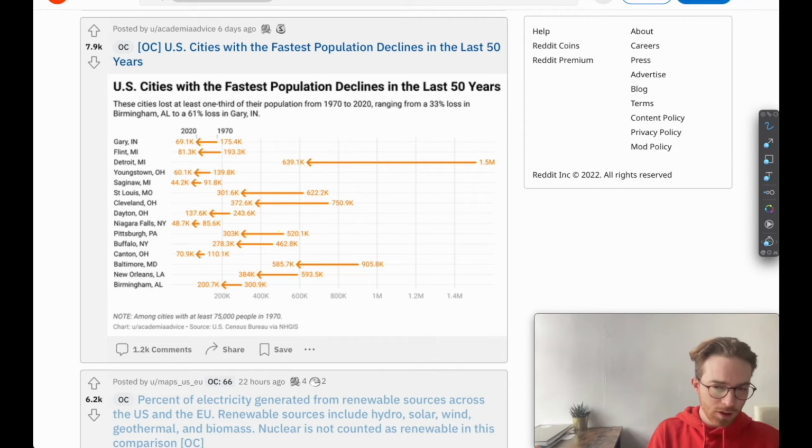Things I would improve here, we really need to be ordering these by the biggest difference. I don't actually really understand how these are ordered. They don't seem to be alphabetical. They don't seem to be by population in 2020 or population in 1970, or the difference between 2020 and 1970. Really what I'd like to see is Detroit at the top and then ascending order by the difference. That way you can more easily infer what the most important data points in this story are.